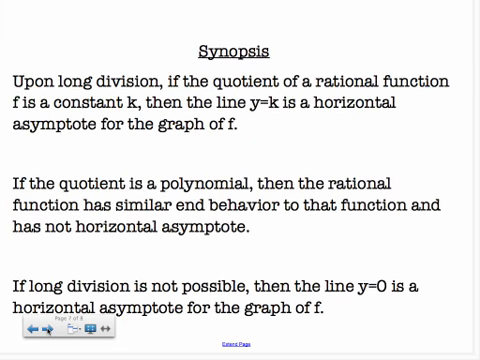So here's the synopsis that you can take with you. Upon long division, if the quotient of a rational function f is a constant k, then the line y equals k is the horizontal asymptote for the graph of f. If the quotient is a polynomial, then the rational function has similar end behavior to that polynomial, and does not have a horizontal asymptote. And finally, in the rare cases where long division is not possible, then the line y equals 0, or the x-axis, is a horizontal asymptote for the graph of f.